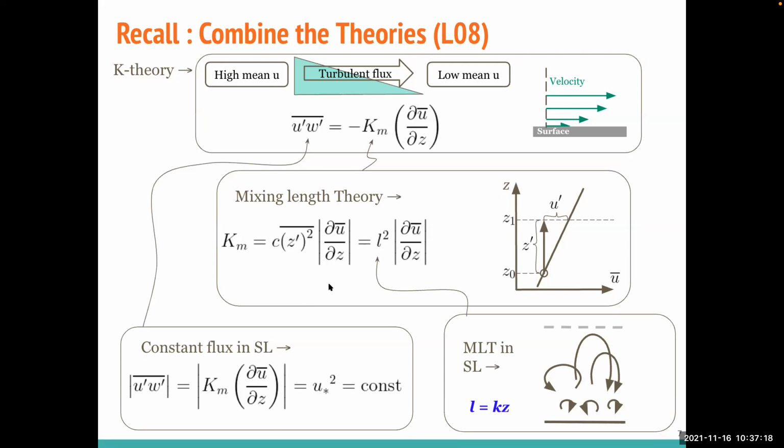And then you have the mixing length theory. It only applies in the surface layer, right? So the mixing length theory, we have done the mathematical interpretation for that. So we express K. K is no longer a constant in the surface layer. We express K as, again, a function of the shear.